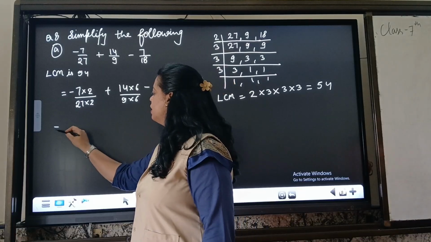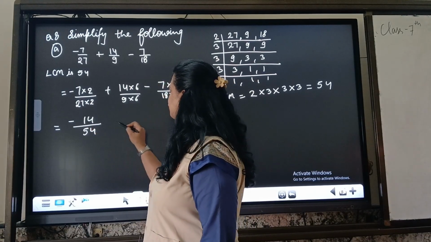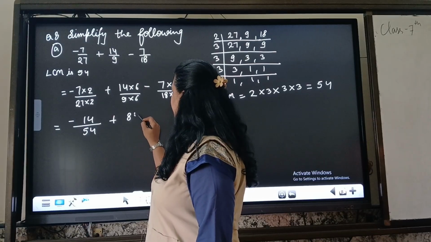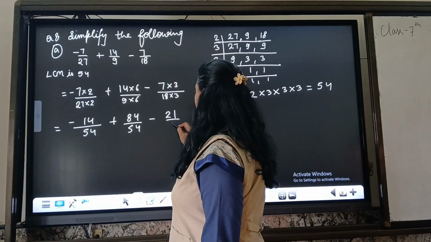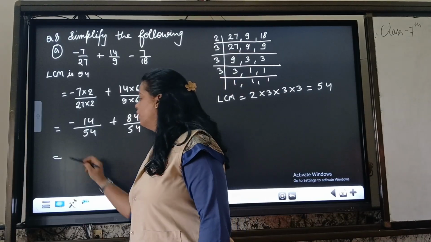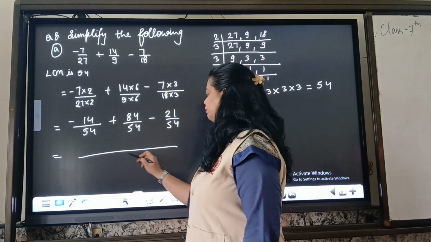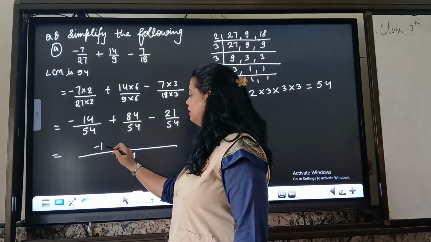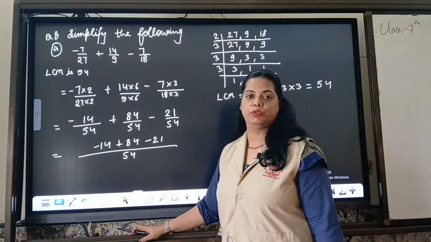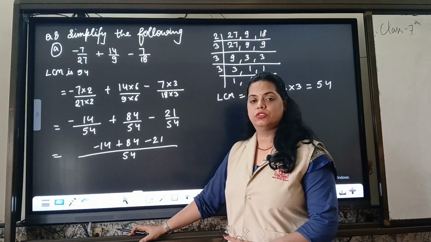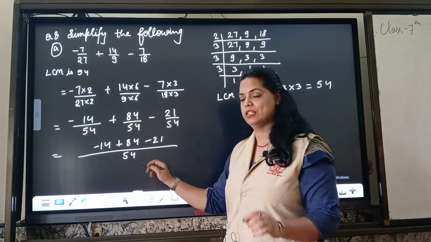Now each and every number has been converted into 54. Now the numerators are minus 14, 84 upon 54, and minus 21 upon 54. Now we have all the same denominators, so we can write them once in the denominator. Now it is minus 14 plus 84 minus 21. It is up to you which two numbers you want to solve first. I am taking the first two numbers because these two will give me 0 at their ones place.